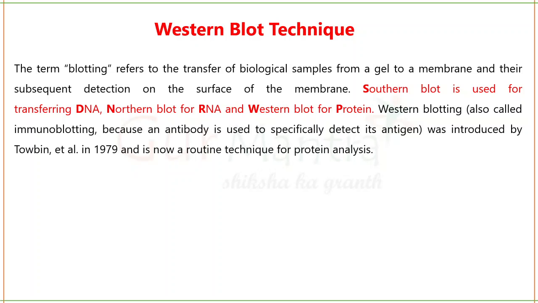Southern blot is for DNA, northern blot is for RNA, and western blot is for protein. Western blot is also called immunoblotting because in this technique antigen and antibody are involved. An antibody is involved for the detection of a particular antigen. Antigen is nothing but your protein of interest. This was introduced by Tobin in 1979, and it is being used as a routine technique for protein analysis.